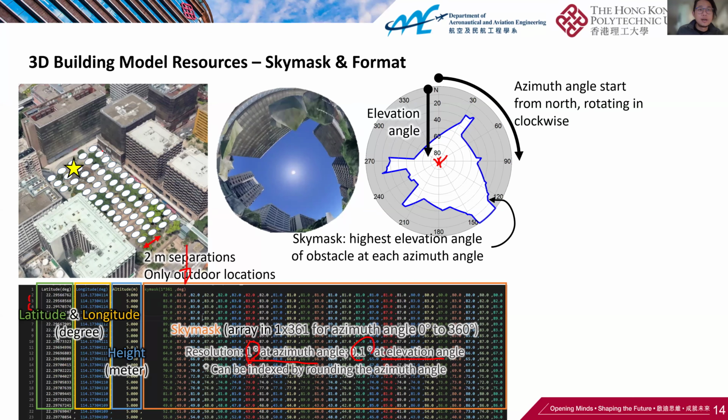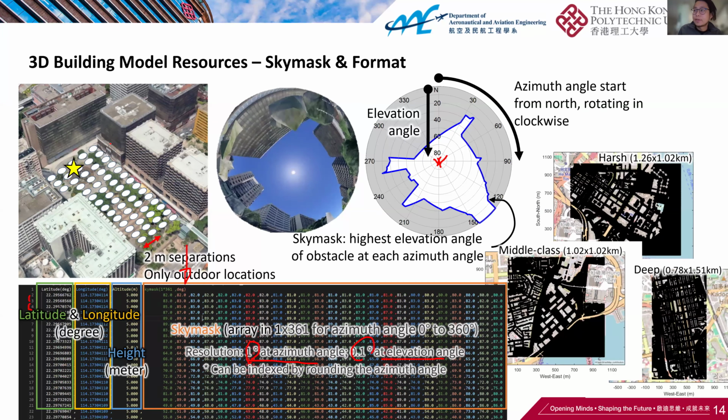So this is roughly the demo of it. For the 3 different data sets, we have a middle class urban, harsh urban, and deep urban. This is the coverage that we have. It actually can go a little bit wider, but we think this is good enough. And this is for the Sky Mask, the special data that we also provide.